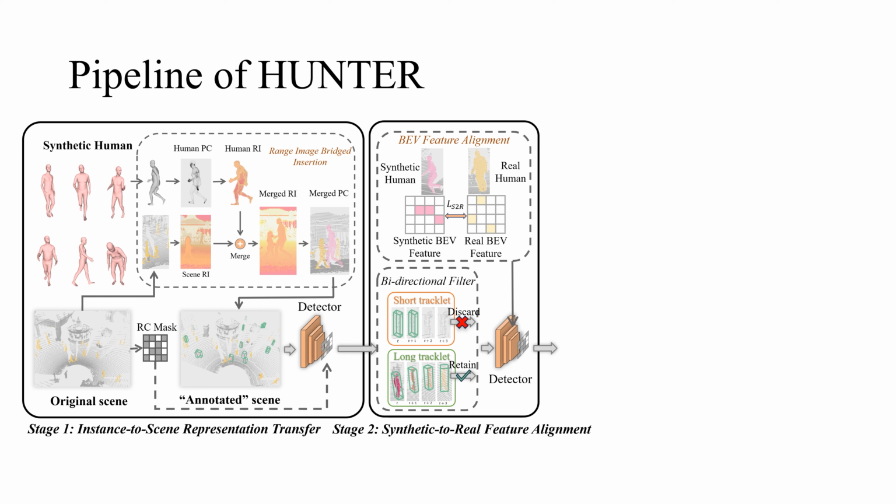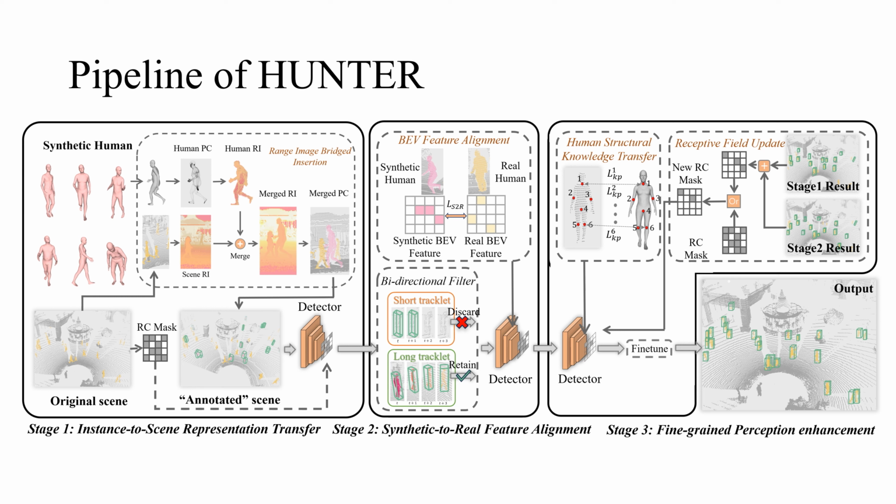After stage 2, the global features of real humans become close to those of synthetic humans, and we can further transfer more fine-grained knowledge of synthetic data to enhance the capability of the model to identify detailed human-specific features. In stage 3, we improve the detection performance by transferring human structural semantics to the model. We also update the receptive field based on previous stages' pseudo-labels. After the previous 3 stages, we have obtained relatively high-quality pseudo-labels. To make the detector further converge to identify features of real humans, we fine-tune the model based on raw point cloud data and pseudo-label supervision and obtain the final results.